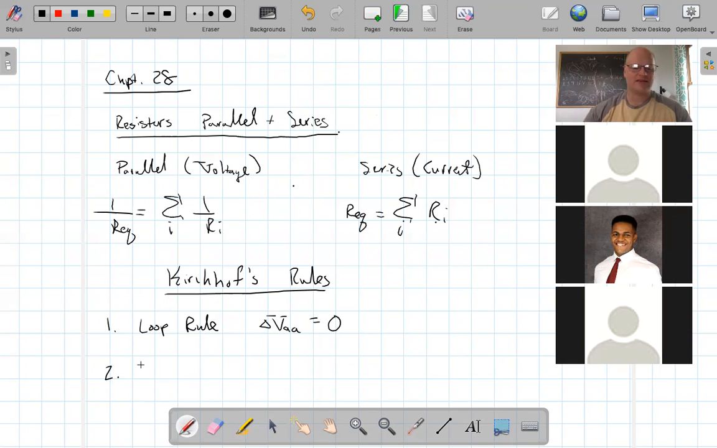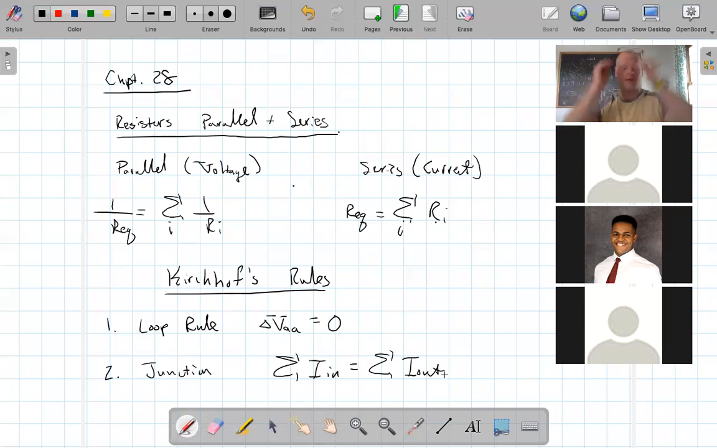The second rule is what's known as the junction rule, which is conservation of current. It says that at any junction, the sum of the currents coming in must be equal to the sum of the currents going out. So if I have all currents coming in and nothing going out, I don't satisfy the junction rule. So that is not a suitable circuit, and I have to start all over again.